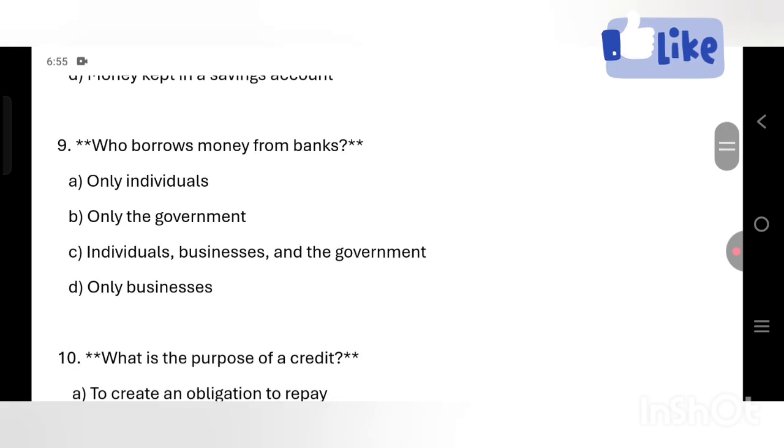Question number 9: who borrows money from bank? Option A, only individuals. Option B, only the government. Option C, individuals, businesses, and the government. And option D, only businesses. Correct answer is C, individuals, businesses, and the government.